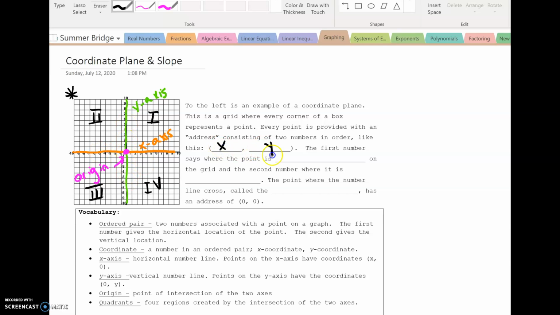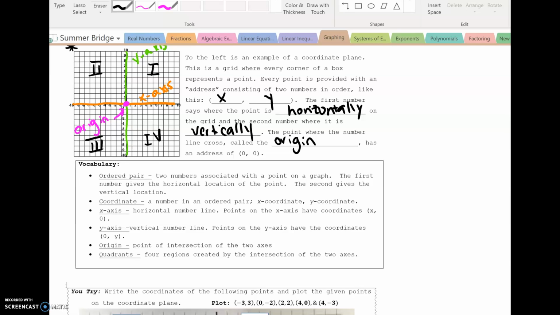So x, y. The first number says where the point is horizontally on the grid, and the second number is where it is vertically. The point where the number lines cross is called the origin and has an address of 0, 0. Okay? So those are some basics.